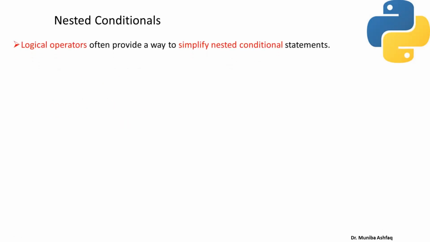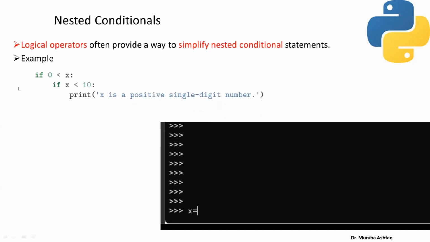Logical operators often provide a way to simplify nested conditional statements. Now, in this, we will observe how a complex problem becomes simple using the logical operators. It is actually the replacement of those complex nested conditional blocks. So using the logical operator, we can simply replace these nested if statements.